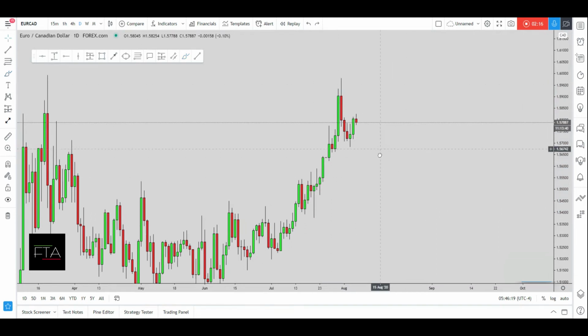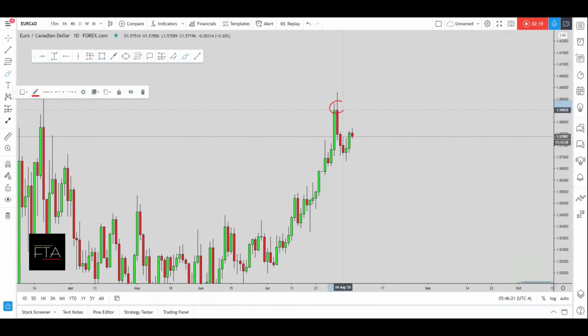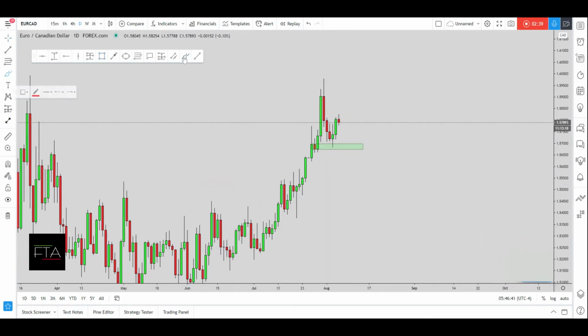And then again, we spoke about EuroCAD when the market was here, saying that we definitely expected the market to give us this move to the downside to go and test this zone. And I will link also this previous analysis in the description so you can go and check it out. And why did we want to see the market go and test this area? Because inside of here, we had this candle. Now, why is this candle very important?